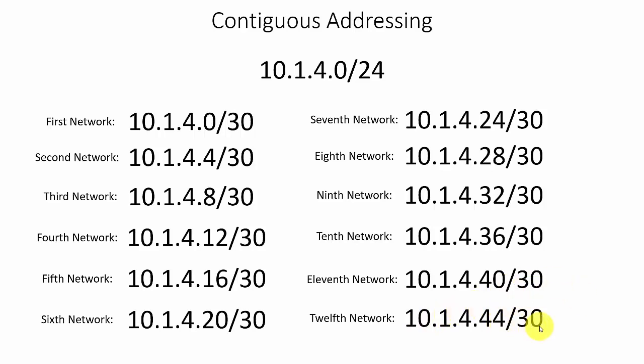10.1.4.48/30. When putting together your point-to-point networks, you want to use contiguous networking space. So pick a /24 block. It doesn't have to be 10.1.4.0. This is just an example. And then cut it up accordingly.